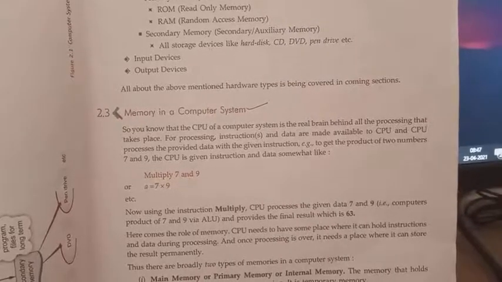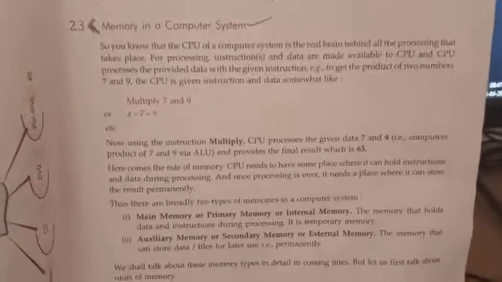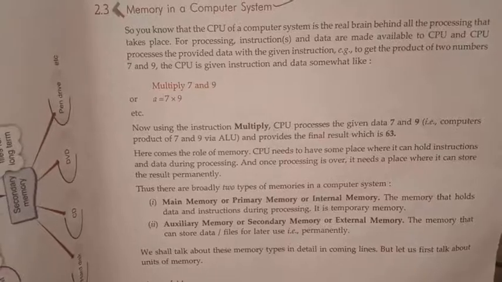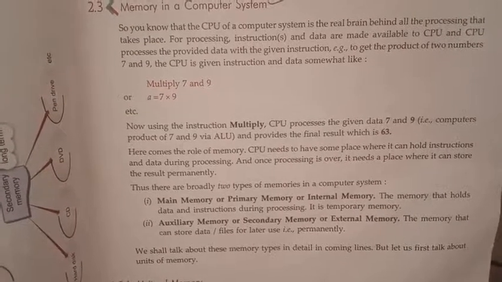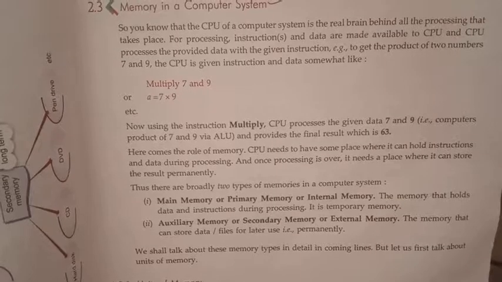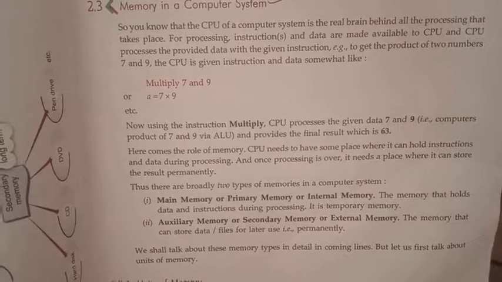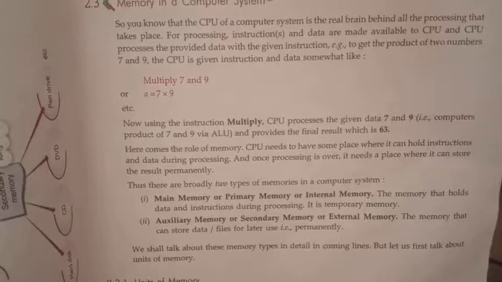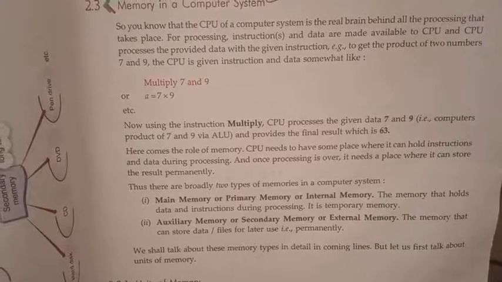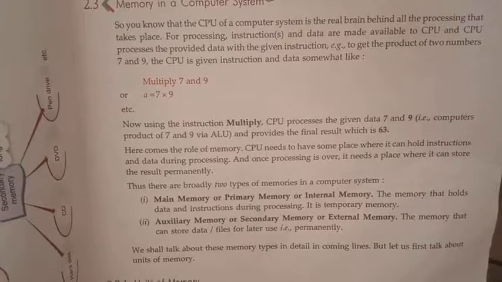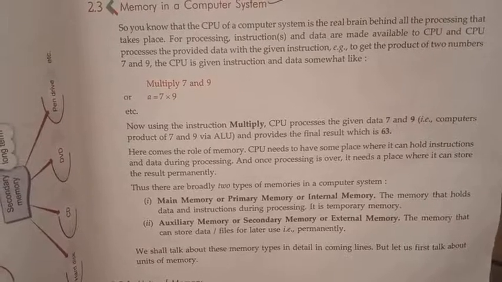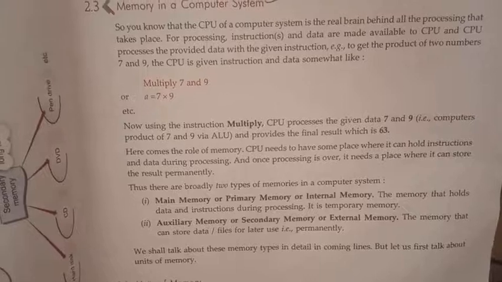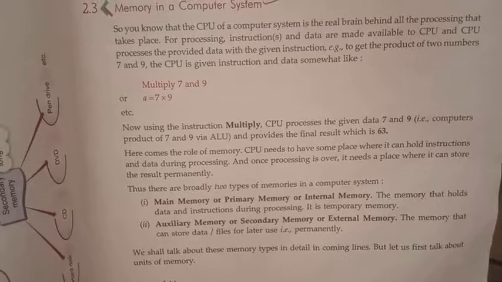Memory is broadly classified into two types. The first one is called the main memory, primary memory or internal memory. Same meaning: main memory, primary memory, internal memory. The next is called auxiliary memory, secondary memory or external memory. Auxiliary, secondary, external.